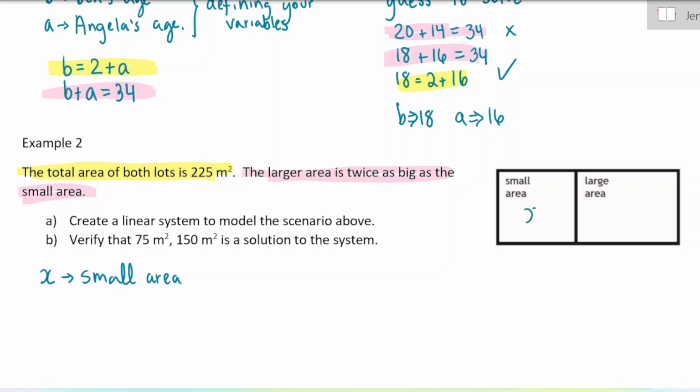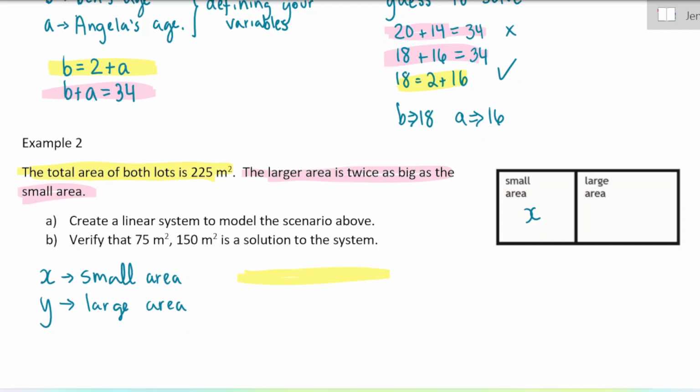I'll even put it in the box here. And Y will be my large area. Okay, but you could use any letters you want. Just X and Y are kind of like typical things that we might use. Okay, let's write down an equation for the yellow one.